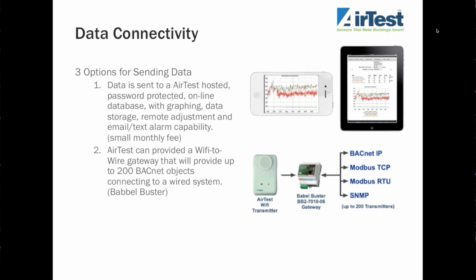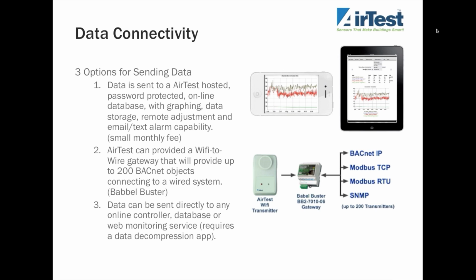Also, we can provide a Wi-Fi to wire gateway, which is really shown in the lower illustration here, which will actually just hook up. You have a little device called the Babel Buster, which is connected to the Wi-Fi network and then plugged into your building control system. And all the building control system sees is the Wi-Fi sensor points as BACnet or Modbus objects in the wire system. Very cost-effective way of integrating into a system that already has a wired control system in place.